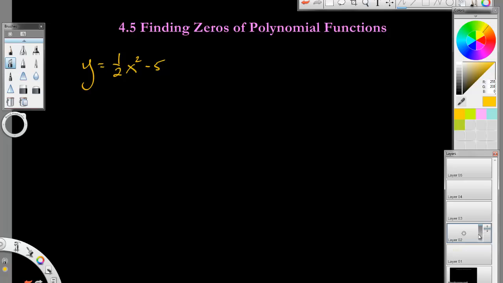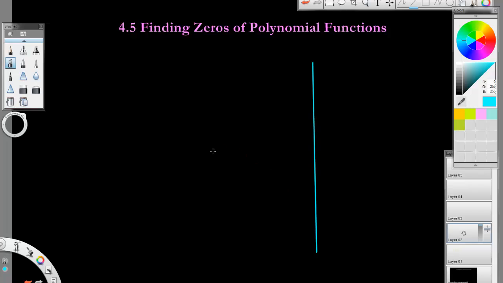All right, so I'm going to fade this out, and on layer 2, I'm going to draw a quick sketch of what this graph is going to look like. And that way I can fade it in and out. Now, normally, I would do this before class starts.